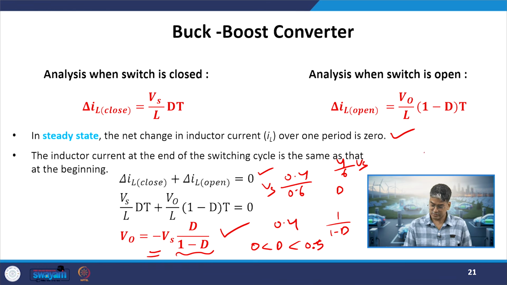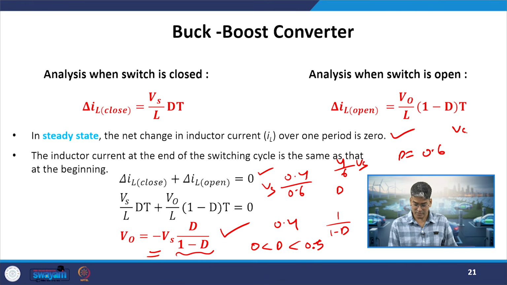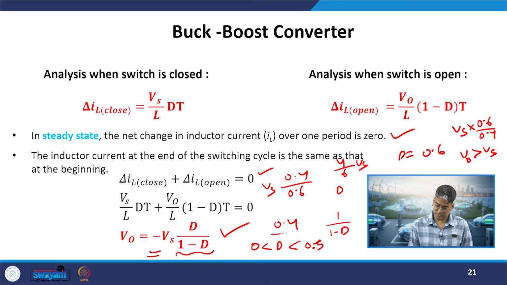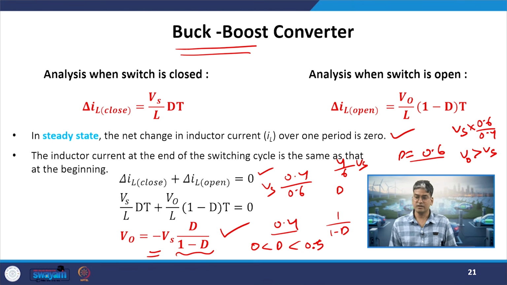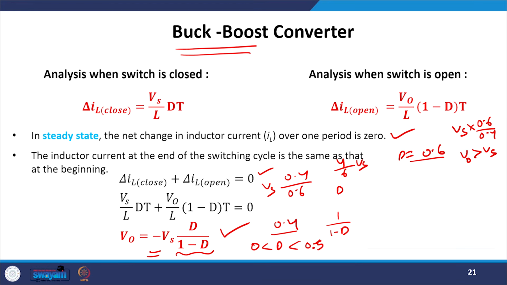Now, the second case, suppose the duty ratio is equal to 0.6. Now, it will be equal to Vs into 0.6 by 0.4. So, again V naught is greater than Vs. What is the conclusion from these two examples? When my duty ratio is less than 0.5, it behaves in the buck mode. When it is greater than 0.5, it behaves in the boost mode. That is the justification for the name buck boost converter. It can operate in both buck and boost modes, depending on the duty ratio.